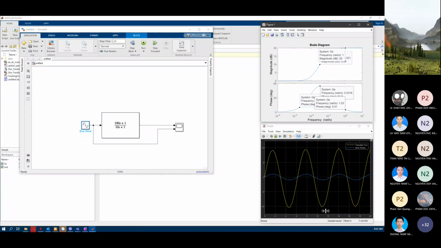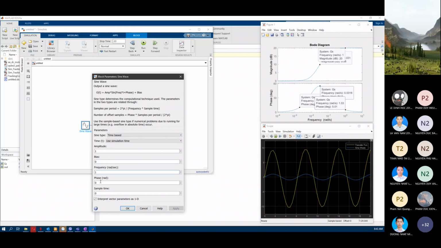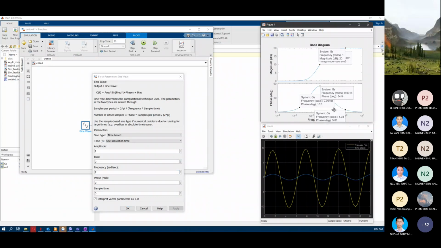So that means here we already tested, simulated the behavior of the system with different frequencies of the input. We keep the amplitude equal to 1, and we change the frequency from 0.002 radian per second to 0.3 radian per second and to 1 radian per second, and we see the different output-input relation.